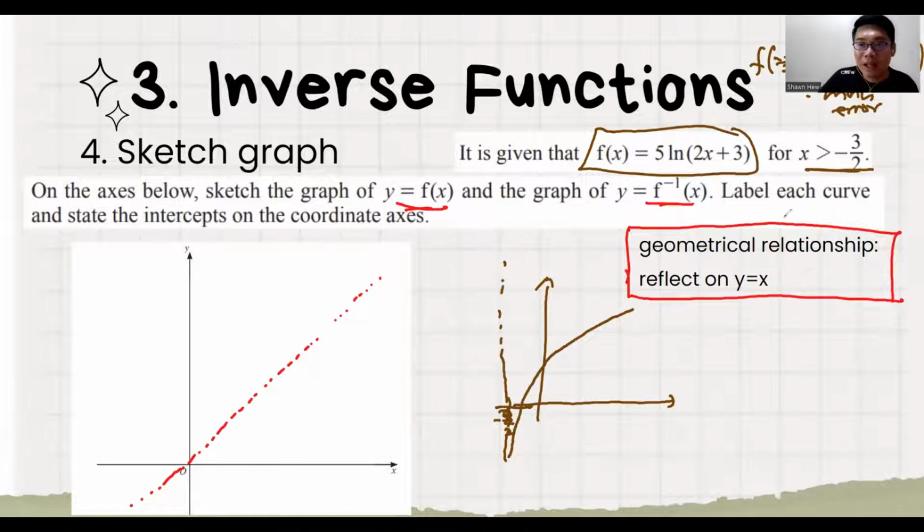Okay? After that, the question also mentions you need to state the intercepts on the coordinate axis. What does that mean? It means that you need to clearly tell me what is the x-intercept and y-intercept. We need to do some calculation. X-intercept means y equals 0.